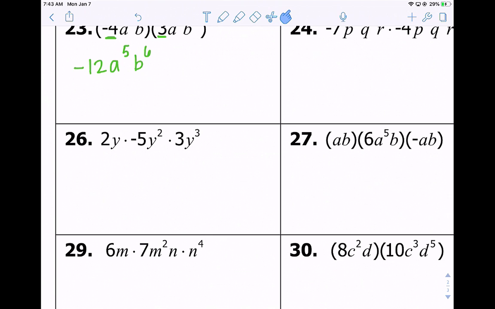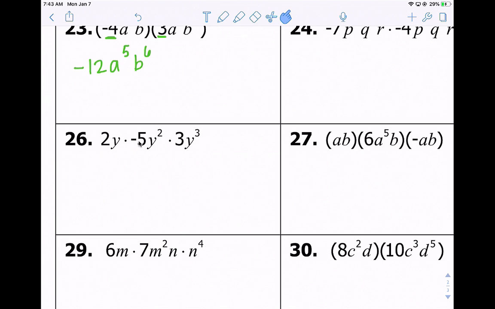All right, number 26. Now we have three monomials. So we have 2y times negative 5y squared times 3y cubed. Again, if these said plus in the middle, we could not do this. But because they say multiply, we can do this. So now all we do is multiply the coefficients. So this time we're going to multiply 2 times negative 5 times 3. We're going to multiply all three of those together.